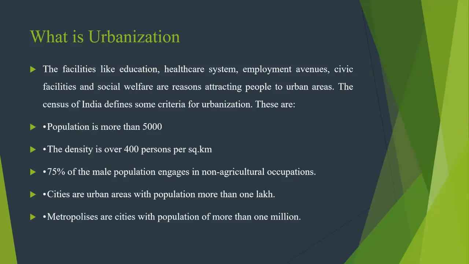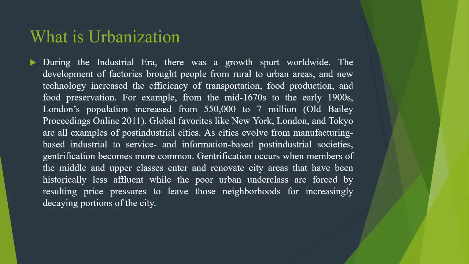See, the Census of India defines some criteria for urbanization. The population has to be more than 5,000, and the density more than 400 persons per square kilometer. In some statistics you will find 350 persons per square kilometer also. And 75% of the male population engages in non-agricultural occupations. Not only male, today I can say female also. Most of the female population also engages in non-agricultural occupations, right? Cities are urban areas with population more than 1 lakh, and metropolises are cities with a population of more than 1 million. So we'll study city and metropolis, their characteristics.